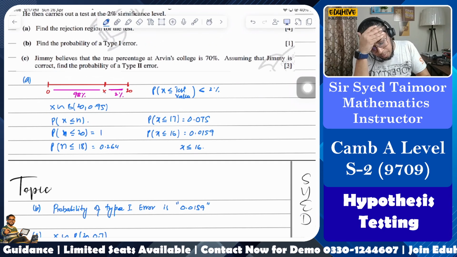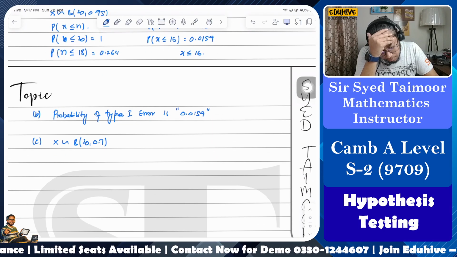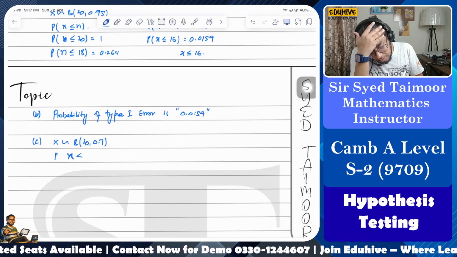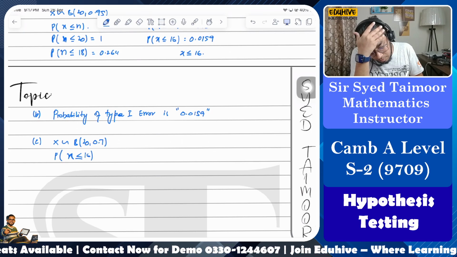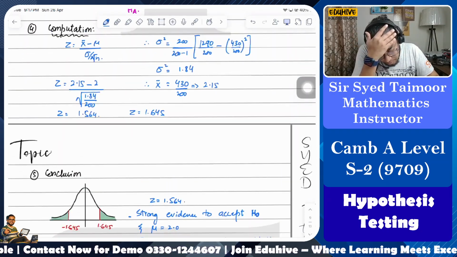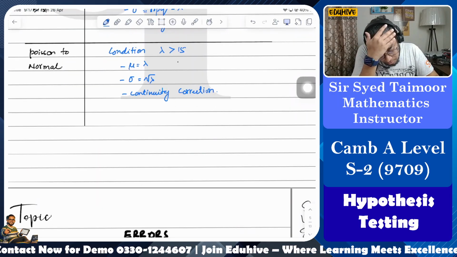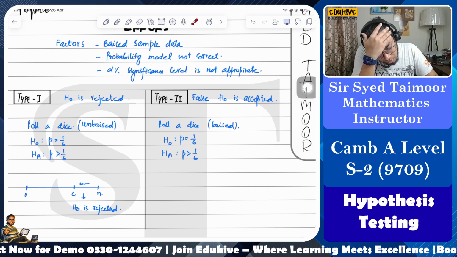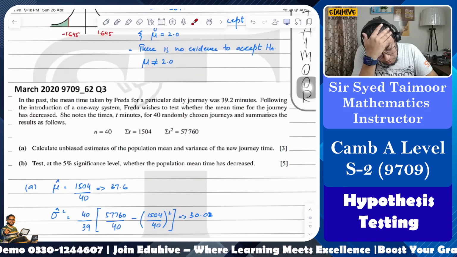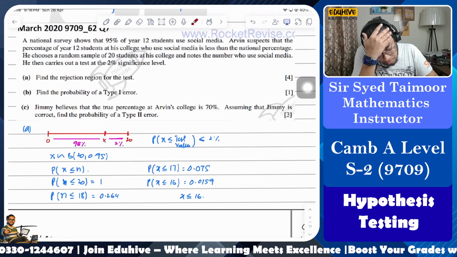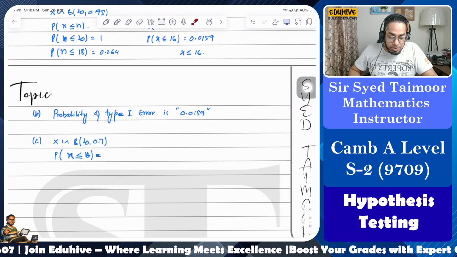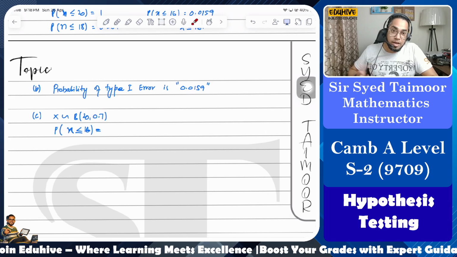Find the probability of type 2 error. We have the value of x less than 16, right? False H naught is not accepted. So type 2 error, whatever we have accepted over here is exactly false, and the exact percentage was this one, 0.7, and the value should be greater than that.